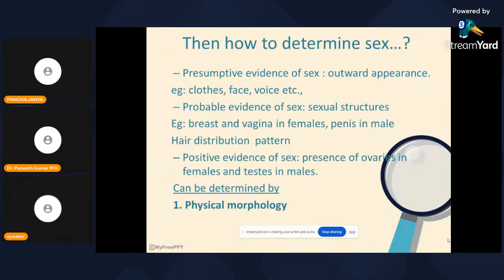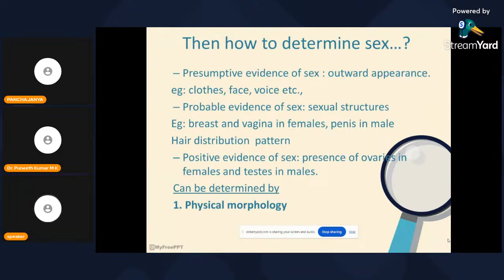Presumptive evidence of sex is simple: the outward appearance of a person can be helpful for identification, for example their clothes, face and voice. Dressing patterns of male and female will be different, and their faces will differ because of the presence of mustache and beard or different hair patterns. Voice differences, hoarseness or high pitch, will be there in males and females. This gives simple evidence for the differentiation of sex.